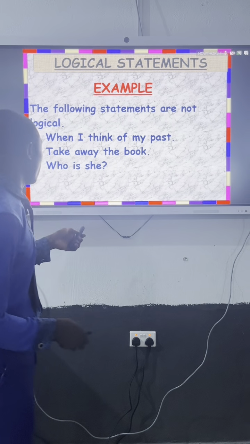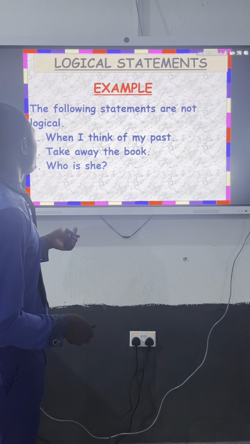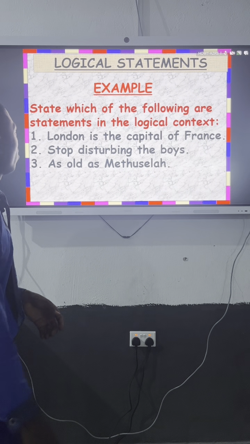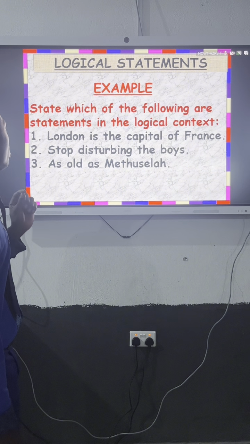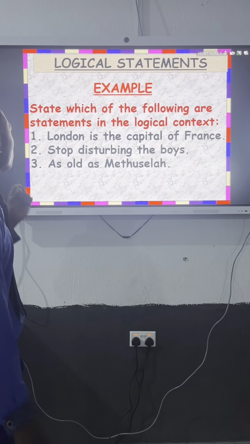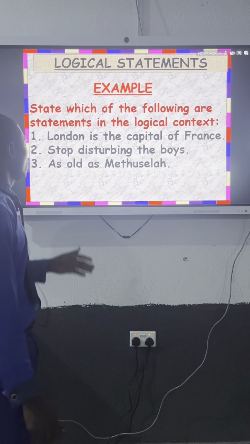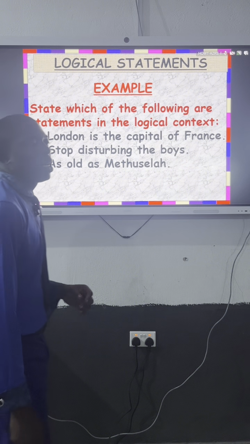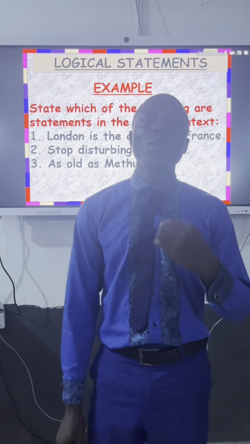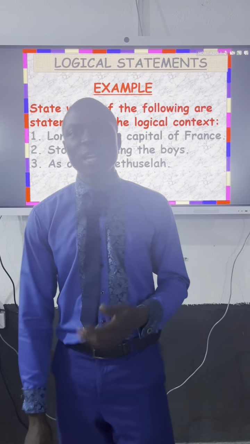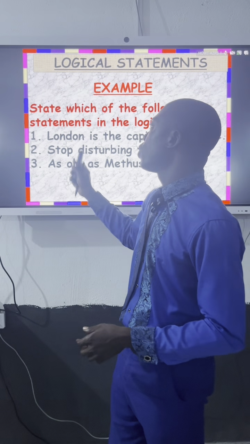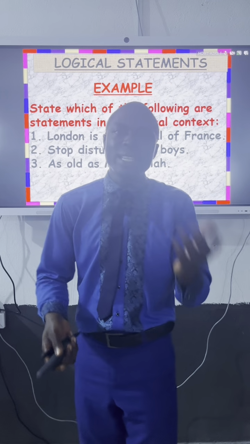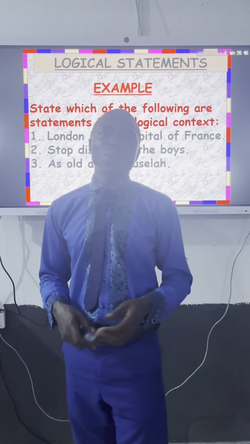Now, I want you to identify this for me. Look at it. Which of the following are statements in logical context? So we have 3 of them here: number 1, number 2, and then number 3. Please, I want you to tell me in the comment section the one you feel is logical out of them. If the 3 of them are logical, tell me 1, 2, 3 in the comment section. If only one is logical, tell me just number 1. If number 3 is the only one that is logical, I want to hear from you.